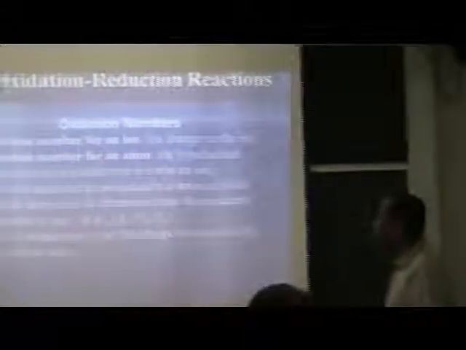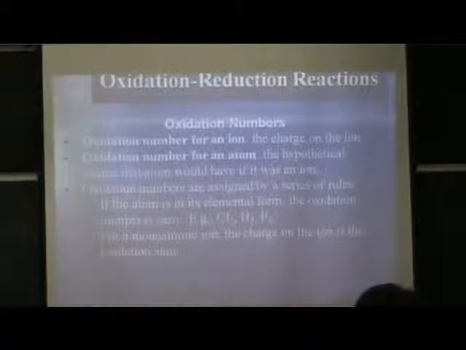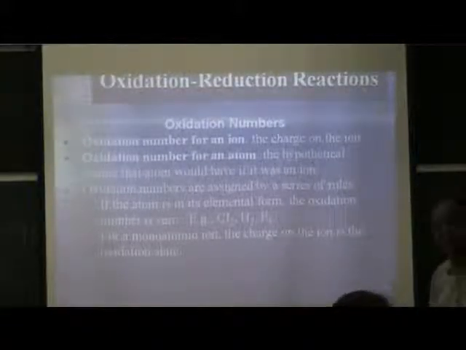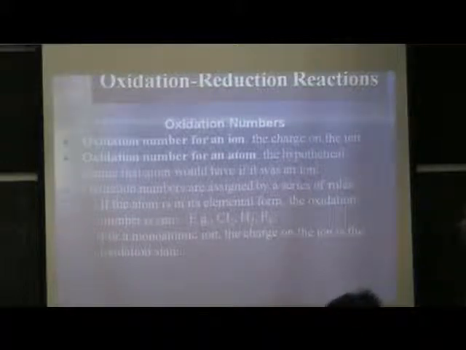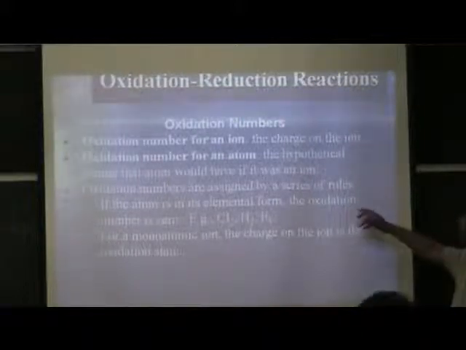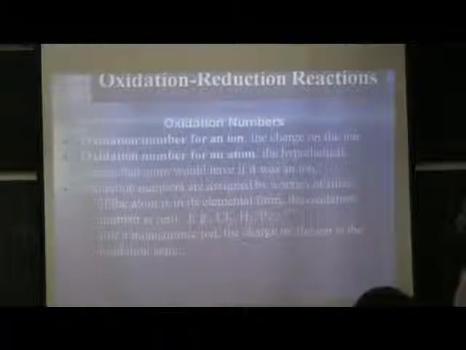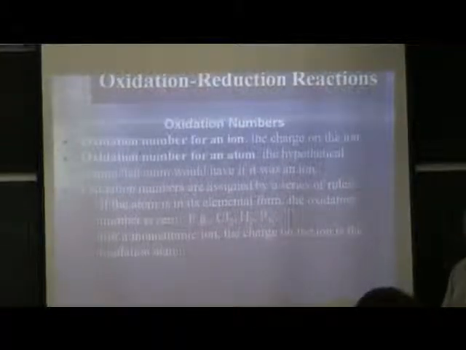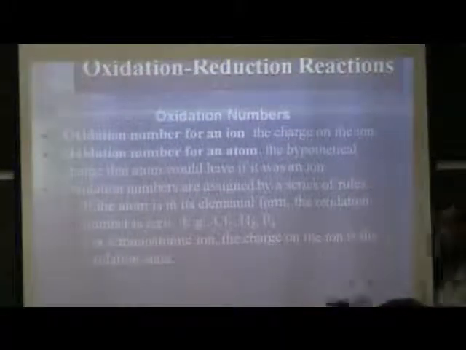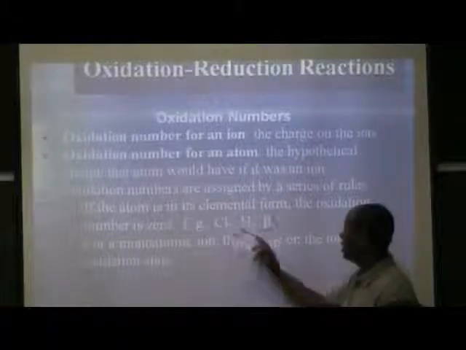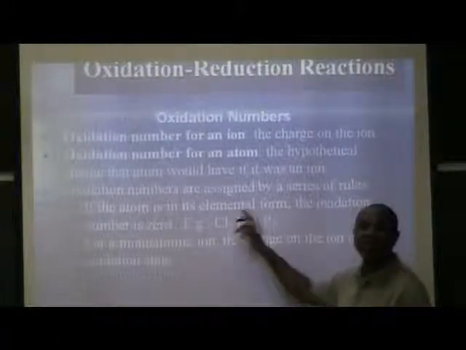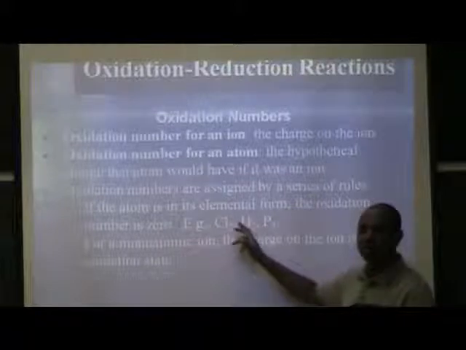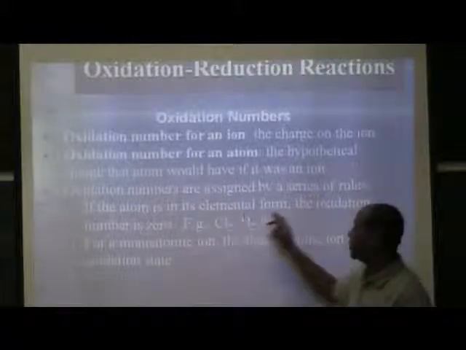So there are certain rules we can apply to identify the oxidation number of an ion. If the atom is in its elemental form, the oxidation number is always 0. If you see the atom in its elemental form, that means it doesn't combine with any other element, there is no combination, the oxidation number is always going to be 0.